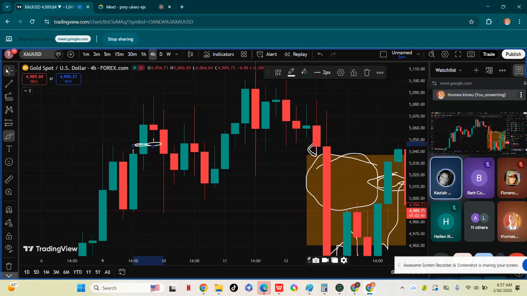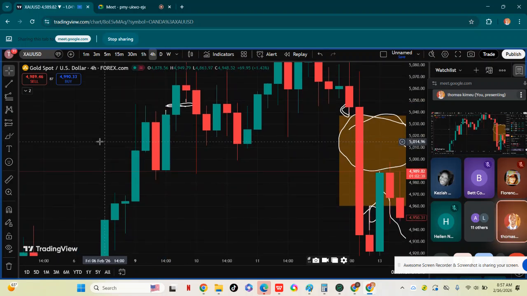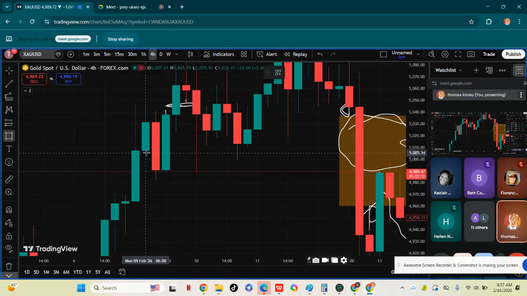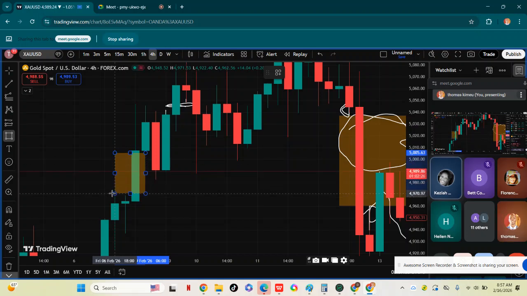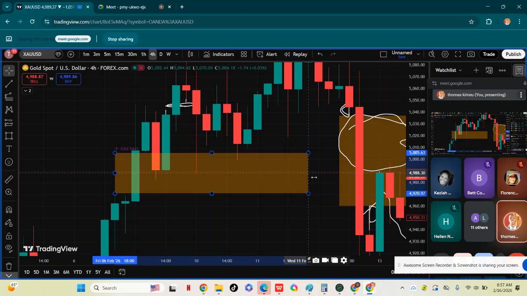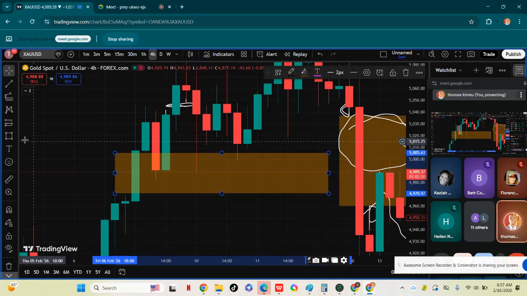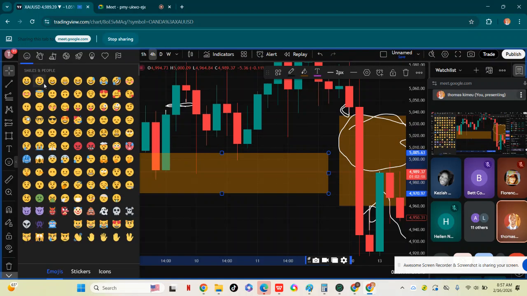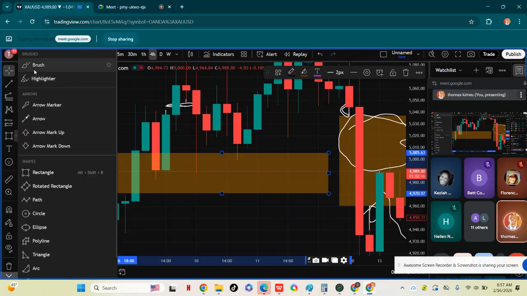Okay, let's see another one. Let's see the fair value gap which has caused a lot of rejection. You can see this one and this one. There's a fair value gap which rejected that sell. You can see at that level you draw going forward. I want you to look at how this fair value gap has been messing with the market.